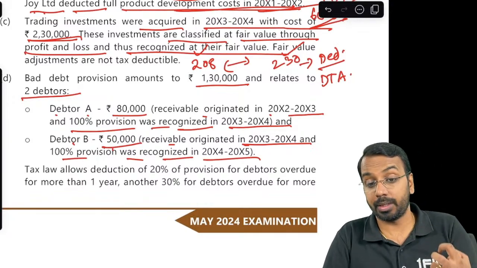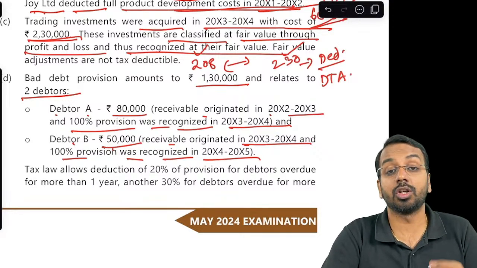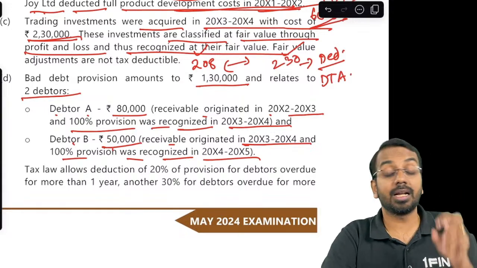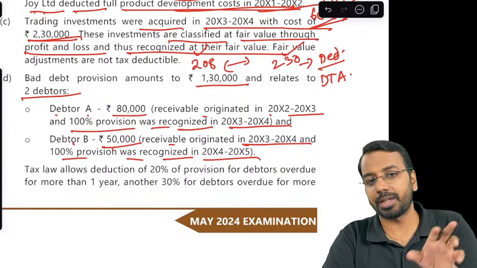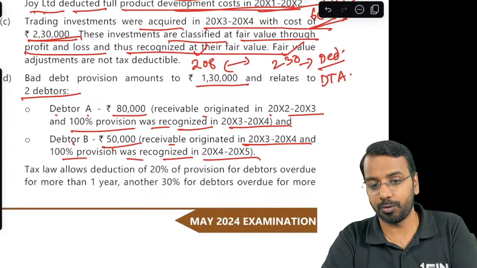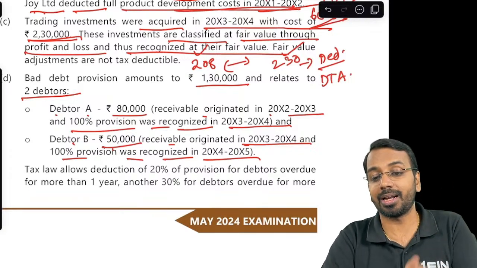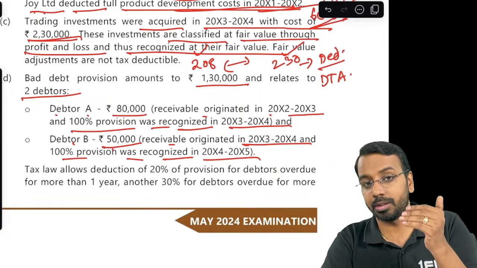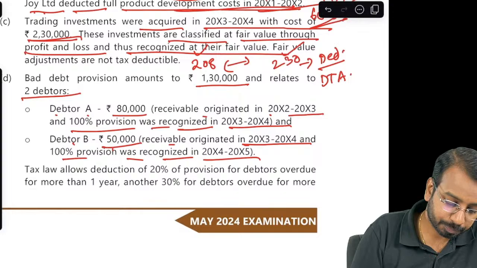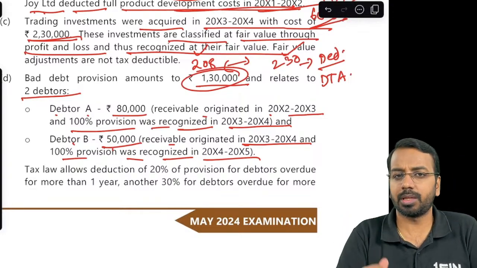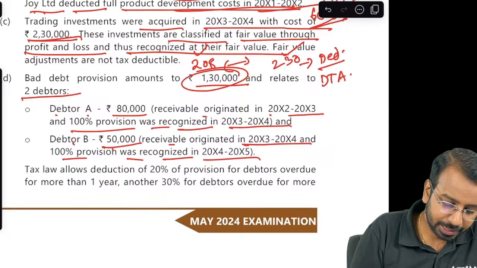So this is slightly complicated, where you also need to have a knowledge of what is allowed for tax purpose. Please understand, provision for bad debt is not allowed for income tax. For income tax purpose, you have to actually write off the debtor, and that will be the amount for the tax purpose. So provision of 130 will not be allowed.